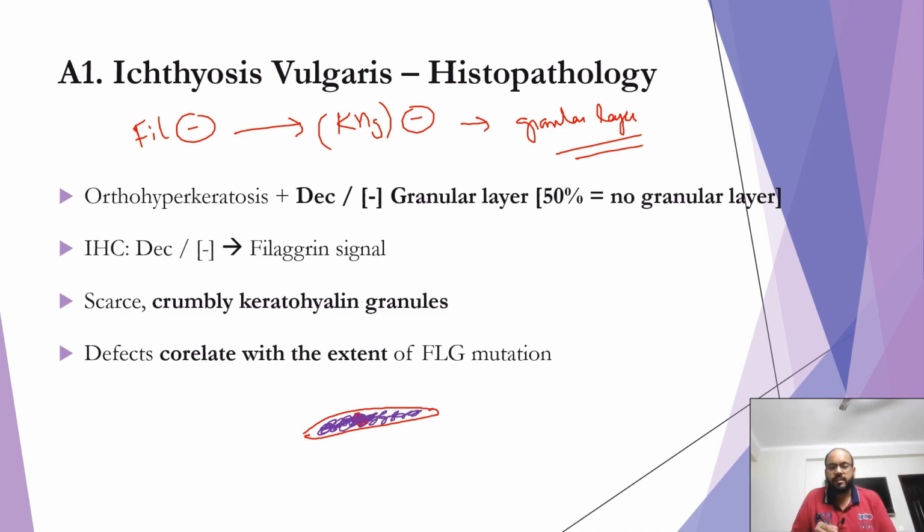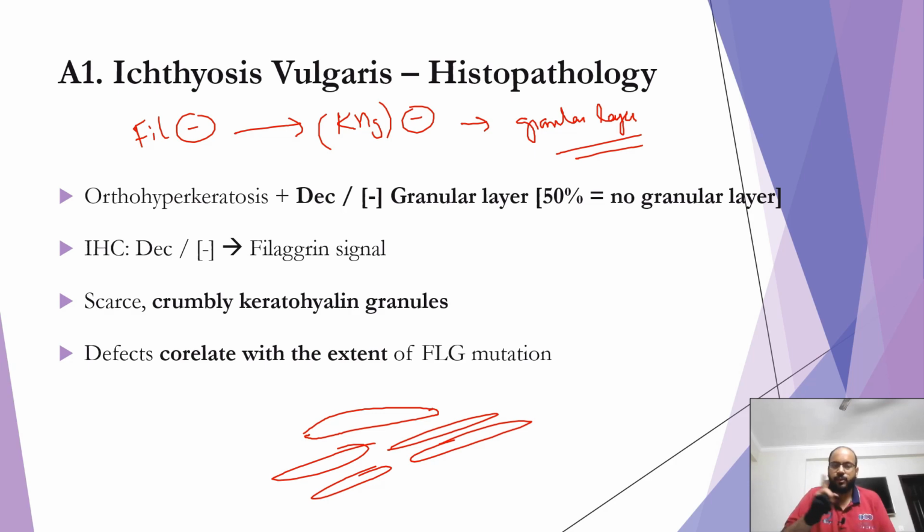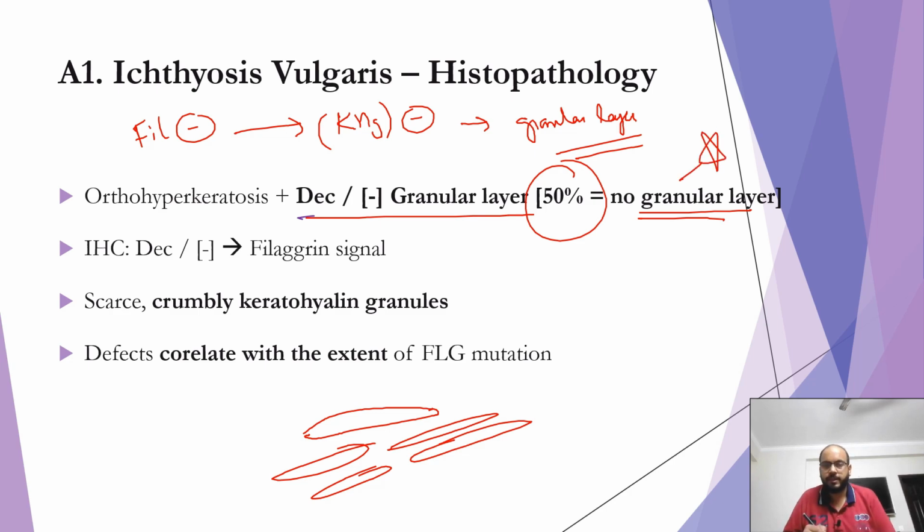A lot of corneocytes. In fact, they are stacked up like this. Okay, and all of them have these granules inside. That is how you recognize stratum granulosum. And if these granules are absent, okay, if these granules are absent, you will not be able to see the granular layer. And that is why in ichthyosis vulgaris, because of filaggrin mutation, you don't have a granular layer. In fact, you have decreased or absent granular layer. In 50% of cases, there is no granular layer. Remember this is very important.